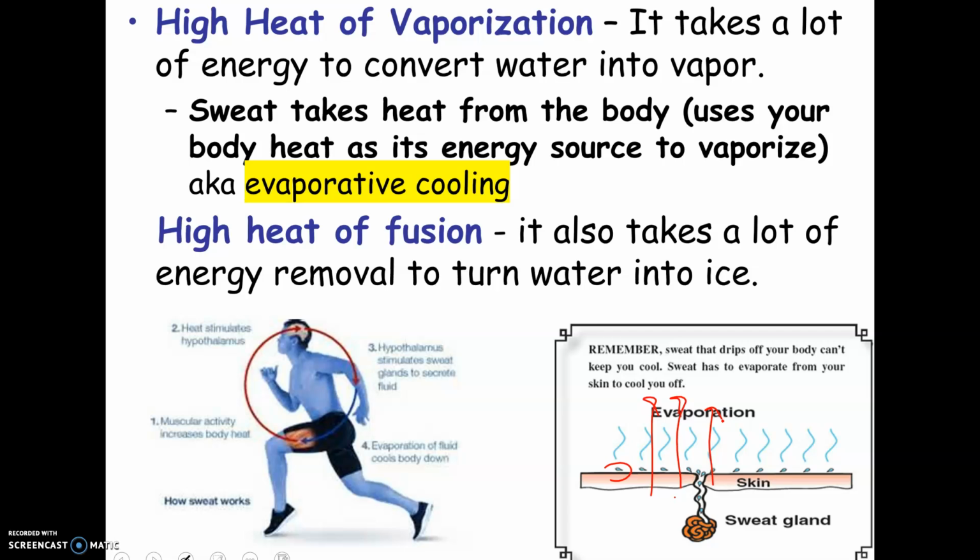So it's not the act of sweating that cools you, it's the evaporation of the sweat. It also has, and we don't talk so much about this one, a high heat of fusion. Basically, you have to remove a lot of energy to turn it into ice. So overall, water is a fantastic temperature moderator on this planet because it really likes to stay a liquid. It doesn't like to turn into ice. It doesn't like to evaporate away, and this is why we have liquid water on the planet.